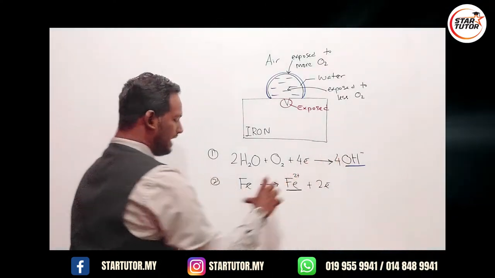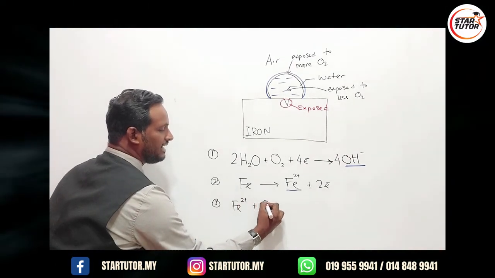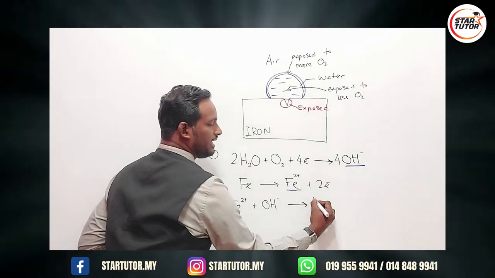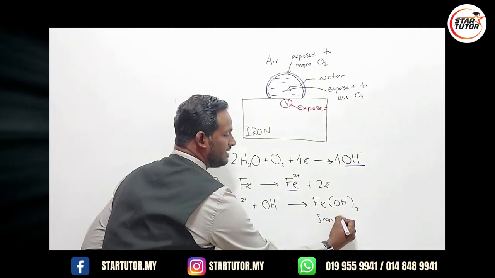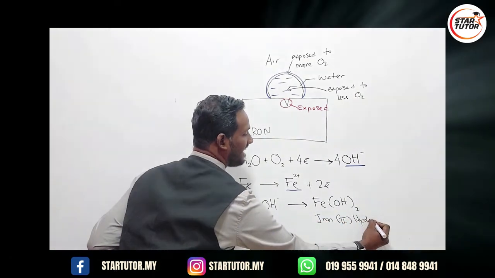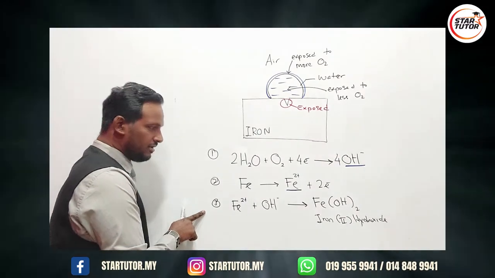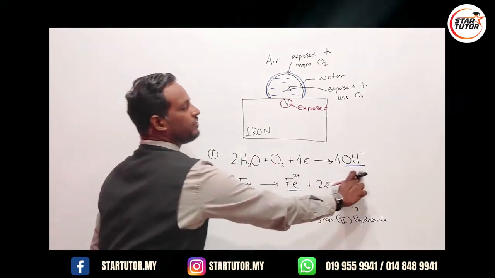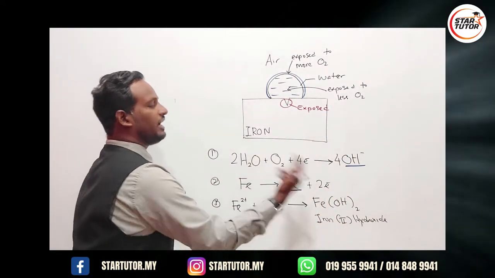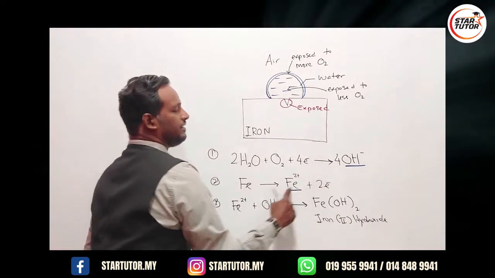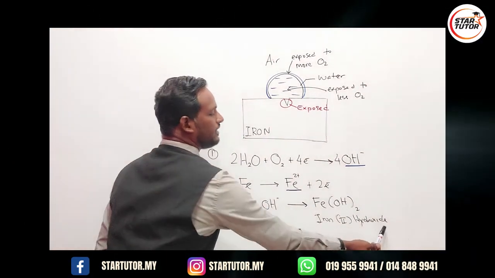Dua-dua ion ini akan campur. That gives you number 3. Di mana the Fe2+ ion bertindak balas with the hydroxide ion untuk memberikan kamu Fe(OH)2. Benda ni kita panggil iron 2 hydroxide. Ferrum 2 hydroxida. Until here clear or not? First the water, oxygen campur give you this ion, hydroxida punya ion. Lepas tu besi ni dia buang keluar 2 elektron, dia jadi Fe2+ ion. Dua-dua ion ini campur jadi Fe(OH)2, iron 2 hydroxide. Clear lah until here?